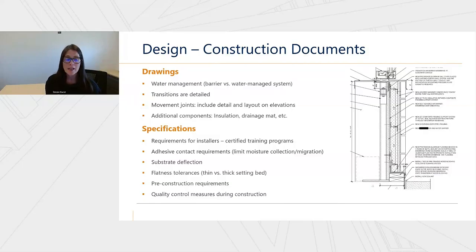And I think it's also important to include what the contractor is supposed to do if the installer gets out there and the flatness is not what they intended. What is the ramification for that? Include that in your specification. And then pre-construction requirements like the pre-construction mock-up that we discussed, and then quality control measures during construction.